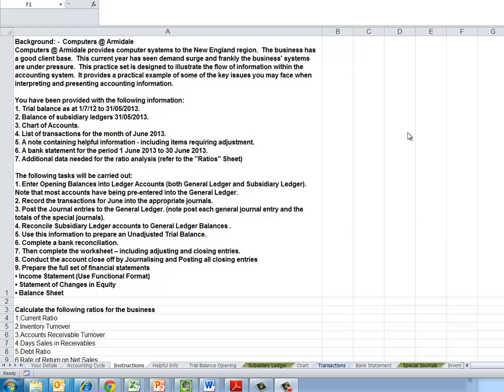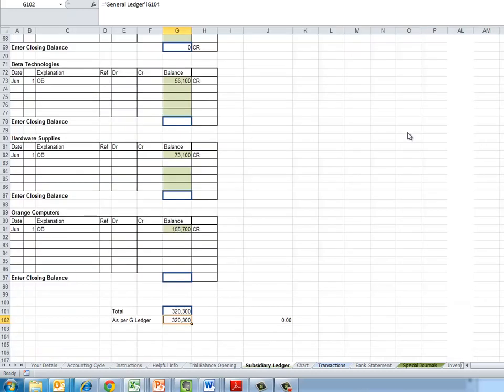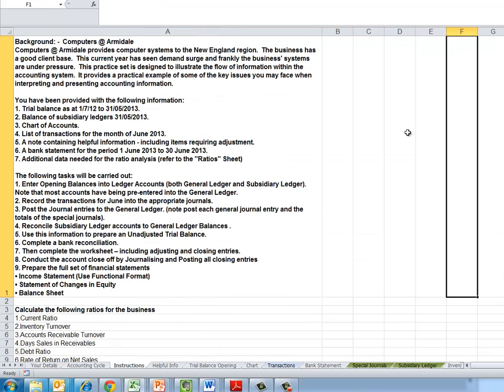So I left click on that and nothing happens. I'll left click again and put it after special journals. So, back to instructions. Record the transactions for June for the appropriate journals. So let's go to the transactions.